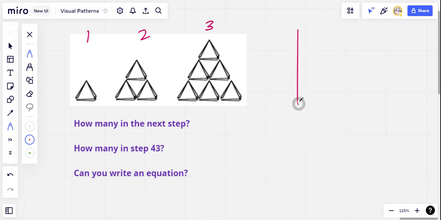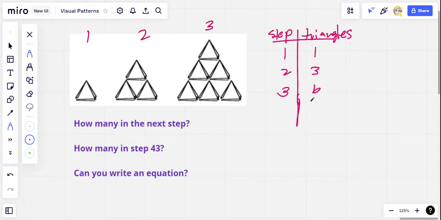So let's make a chart for that because we really do want to be thinking about this carefully. So there's the step number, and then there's the number of triangles. In step 1, we've got one triangle. In step 2, we've got 3. And in step 3, we've got 6 triangles.